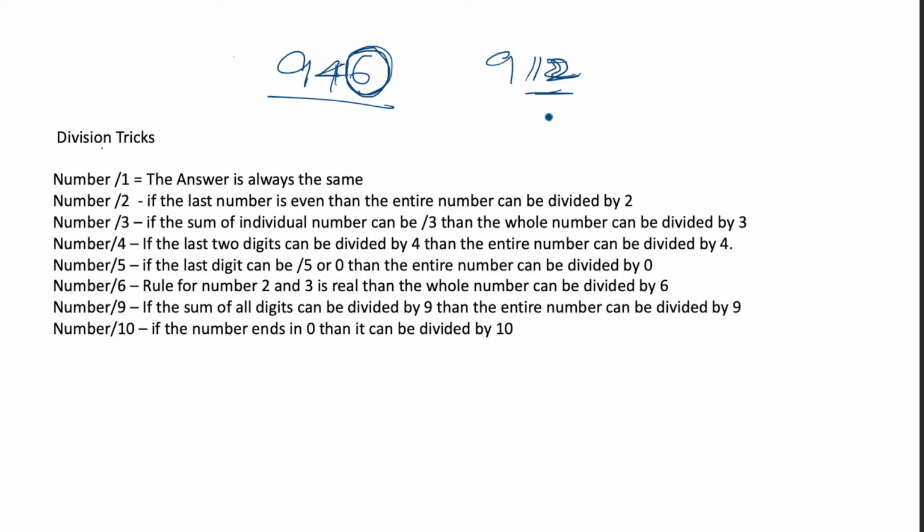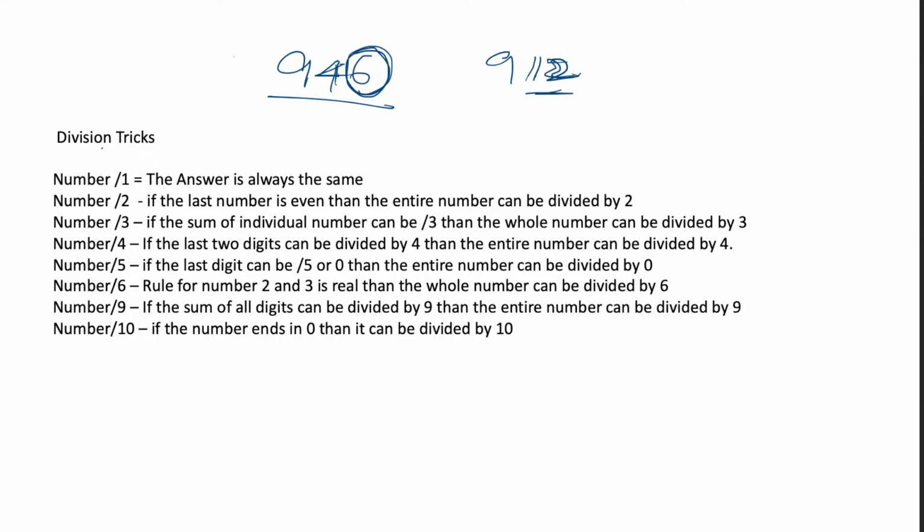For the rule of division by 9, it's almost similar to that of the division by 3. You sum all the digits together: 9 plus 4 plus 6. Can this be divided by 9 or not? So 19, can 19 be divided by 9? If 19 cannot be divided by 9, the whole number cannot be divided by 9. 946 divided by 9, you try and see? Cannot be. Okay, so divide by 10, right? If the number ends in 0, then it can be divided by 10.